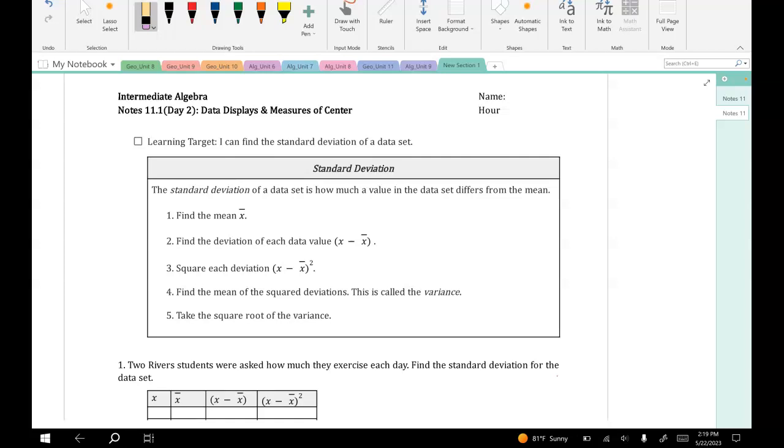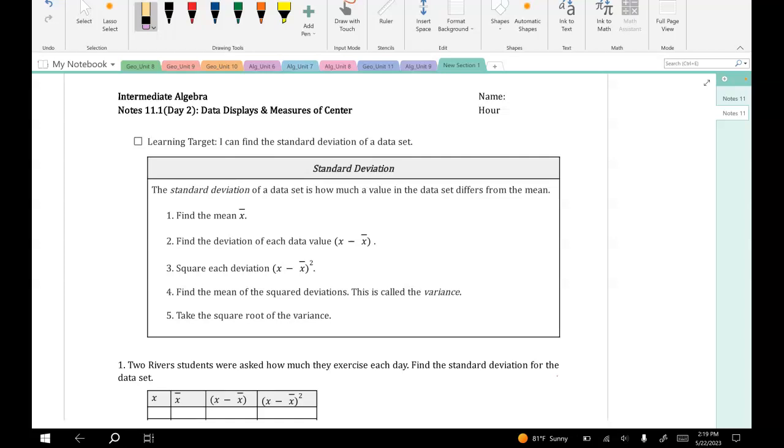And then your median is you arrange your numbers from lowest to highest, your middlemost number. And then does anyone remember what mode is? Aria? The most repeated number. Yeah, the most repeated number. So those are all measures of center. Today we're going to do, again, something with measures of center, but it's called standard deviation.